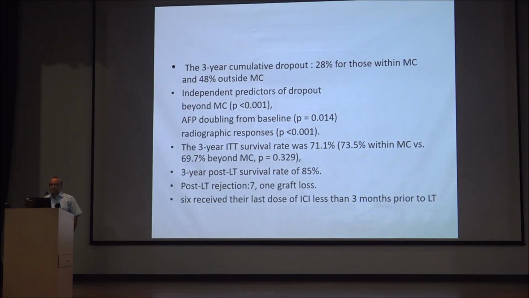The 3-year cumulative dropout was 28% for those within Milan and 48% outside. Independent predictors of dropout were, obviously, being beyond Milan criteria, then AFP doubling from baseline, and radiologically poor response. The 3-year intention-to-treat survival rate was 71%: 73% within Milan versus 69% beyond Milan. Not much difference. 3-year post-LT survival was 85%.